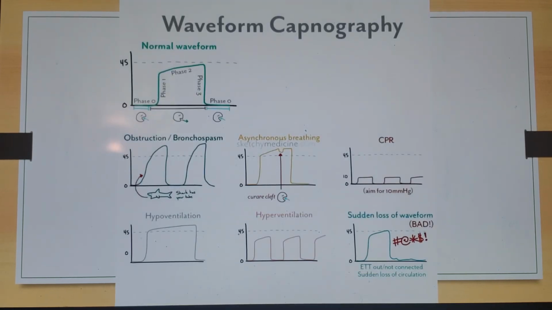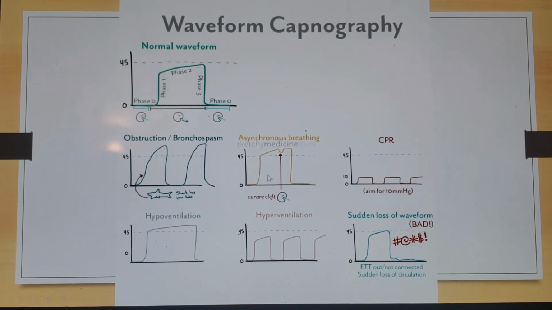So let's look at them again. You got your normal waveform: exhalation, rapid rise, your plateau, and then inhalation. Next, you got your shark fin. So you got an obstruction, you never plateau off. So this is your COPD and asthma right there.